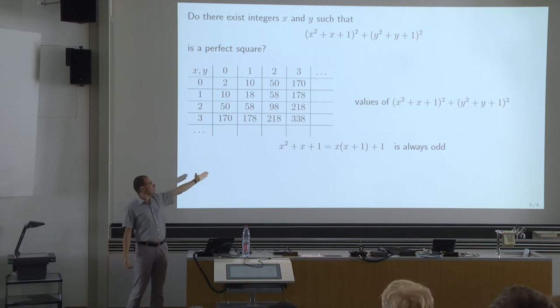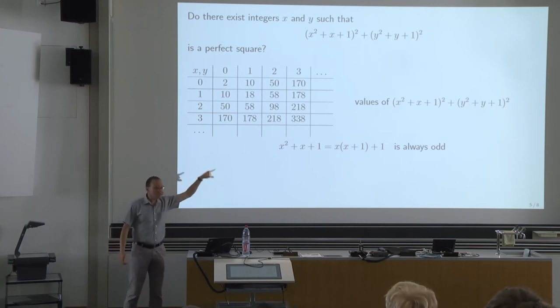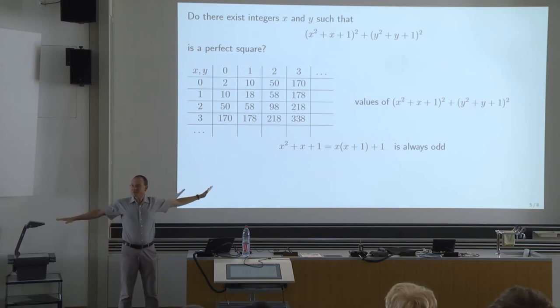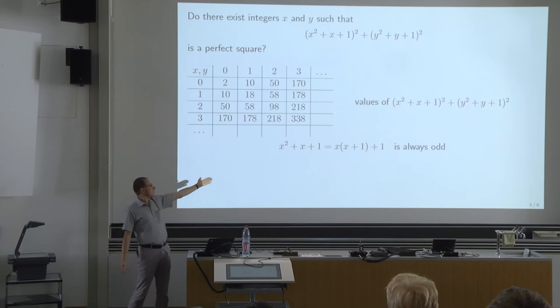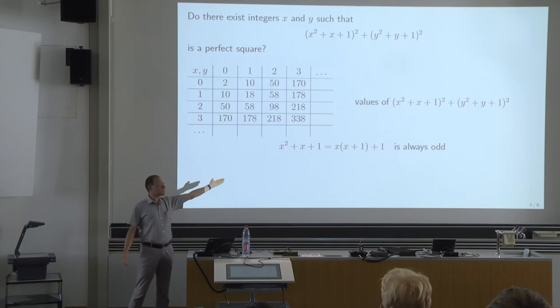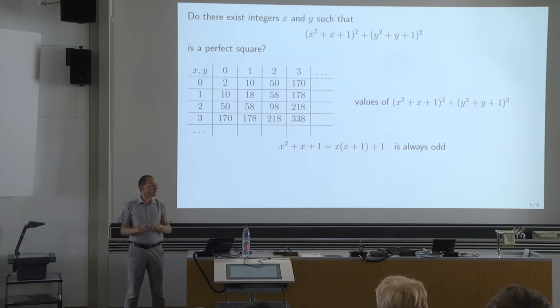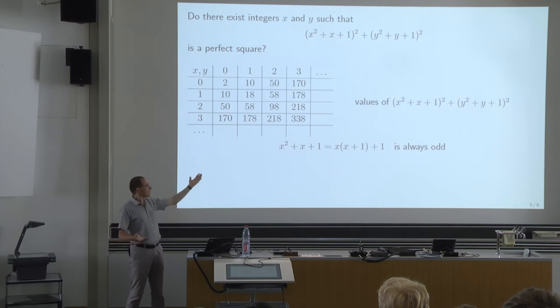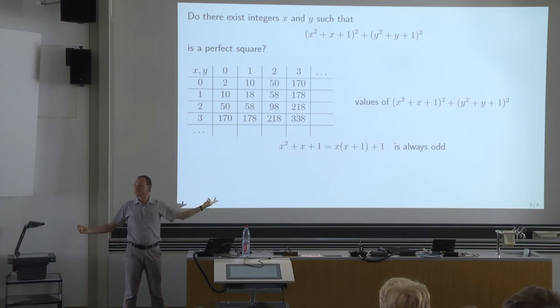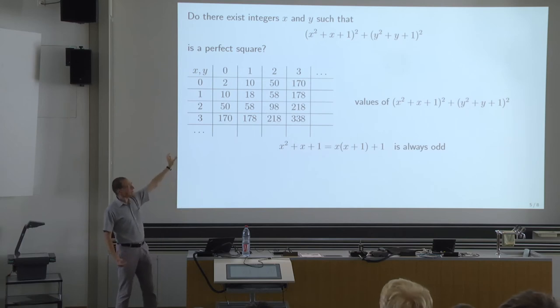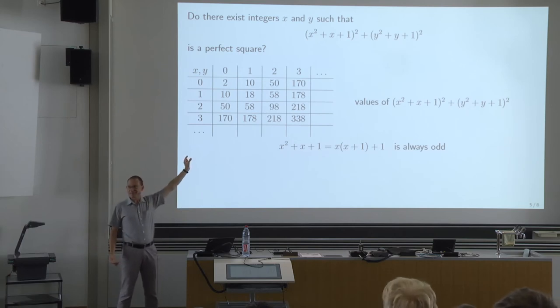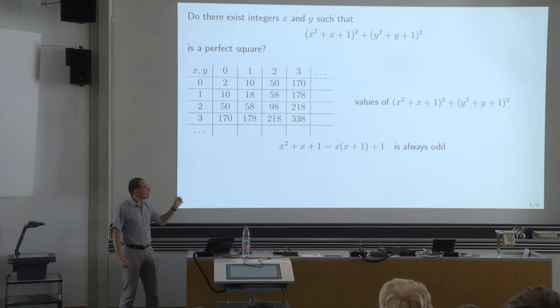Look, x squared plus x plus 1 is always an odd integer. No matter how you choose x, no matter if x is even or odd, this will be odd. Because one way is you write it as x times x plus 1, plus 1. x and x plus 1 are two consecutive positive integers, one of them is necessarily even. Therefore, x times x plus 1 is even. When you add 1, you get something odd. Therefore, inside the brackets, each term is an odd integer.